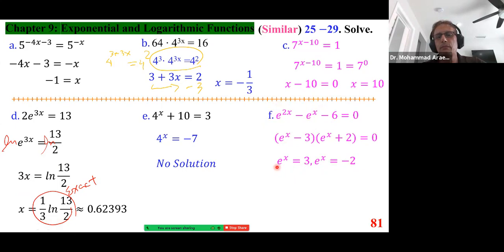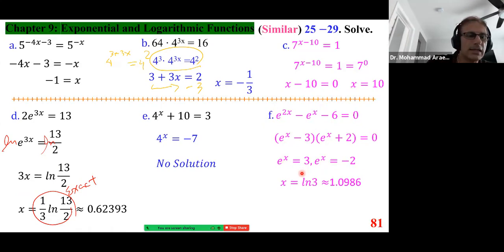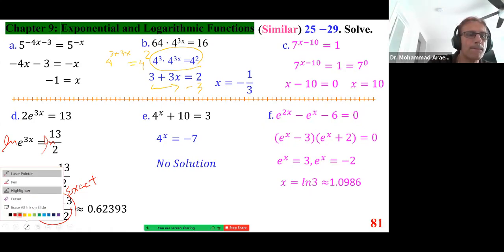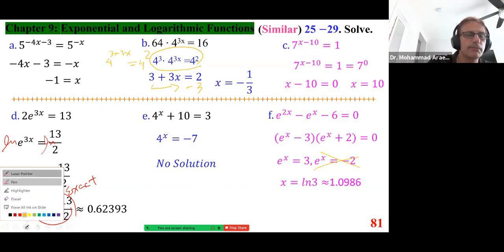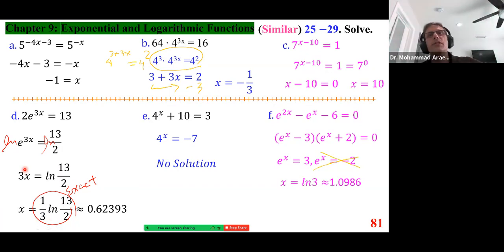This one, if I take a natural log of the left side, I get x. So x is ln 3. And again, this is an exact answer. This has no solutions. So precise answer, x equals ln 3.